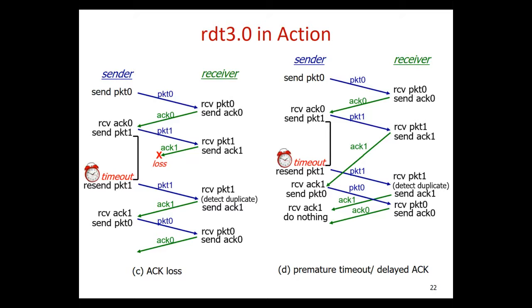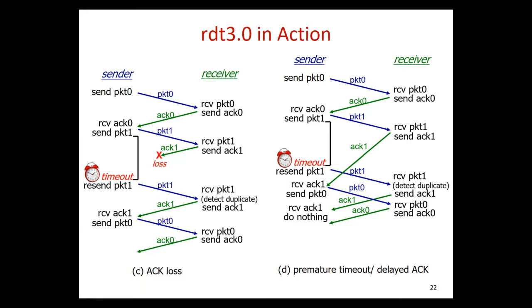So actually, that's what we have here. This is a delayed ACK because the traffic was congested. So we delay the ACK and then we time out. But what this shows us is that even though you may have variable delay, premature timeout, all these kinds of things, rdt 3.0 will work. It will work correctly.